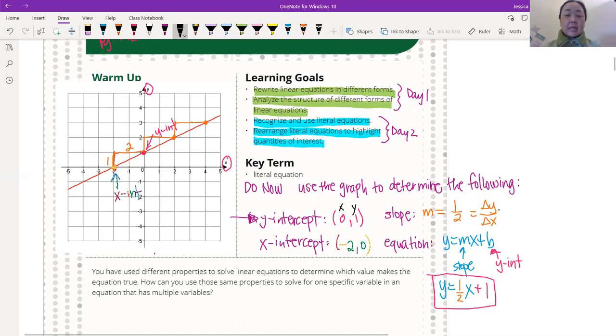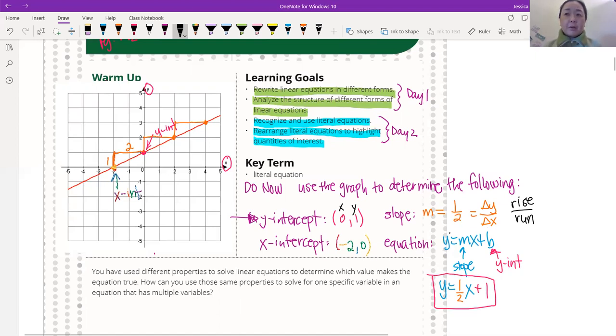Another way we can indicate that, you may see this in the future, is change of y over change of x. So that's how much the y is changing over how much the x is changing. You may have heard it before, maybe in middle school, as rise over run. Same idea. Rise over the run.